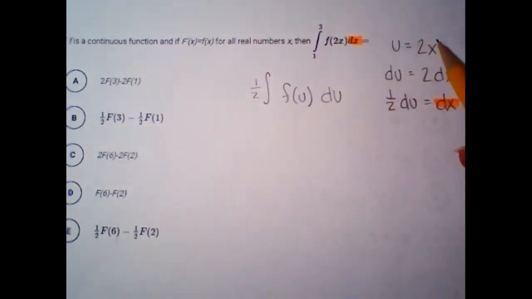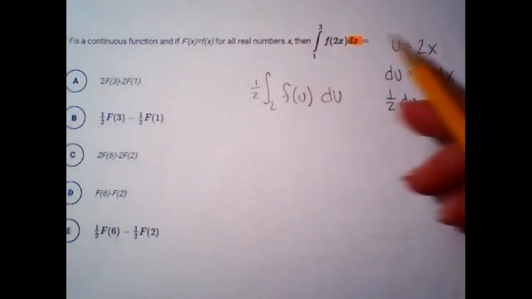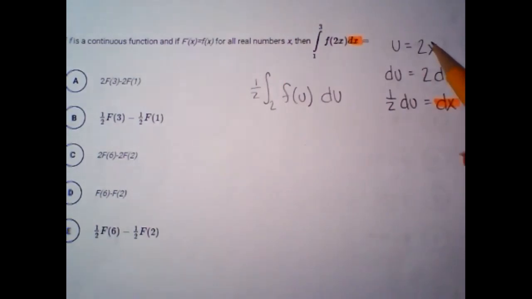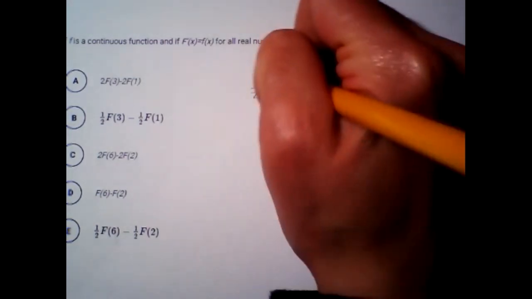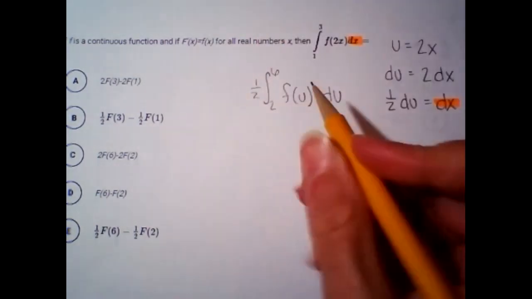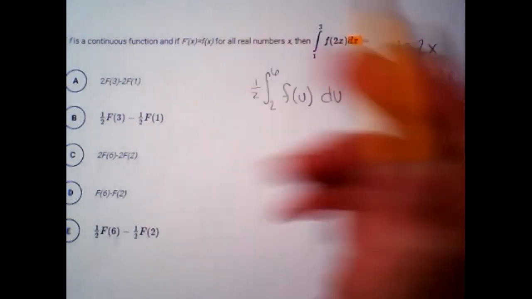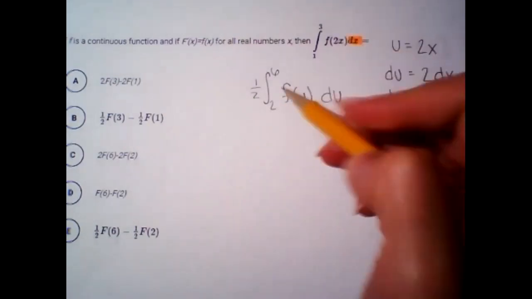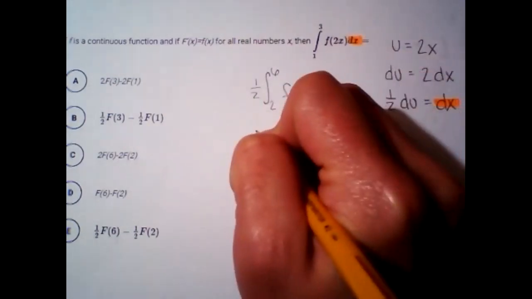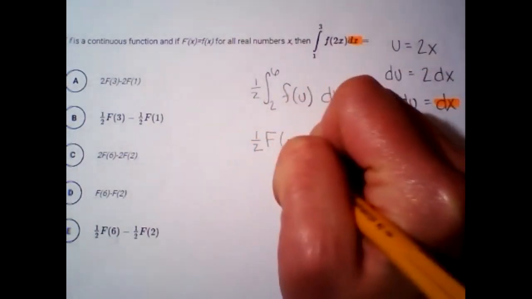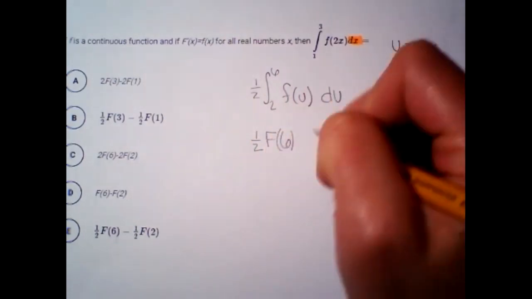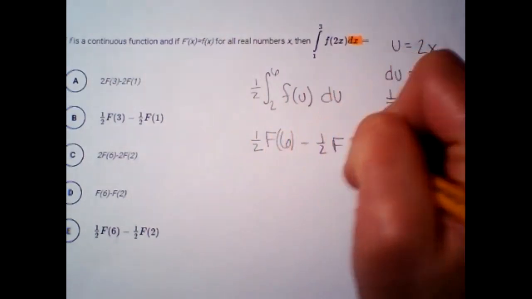So if I plug in 1 for x here, 1 times 2 is going to give me 2. And if I plug in 3, 3 times 2 is going to give me 6. So when we do this antiderivative, it's going to be the capital F of x. So upper boundary minus lower boundary, we're going to have 1/2 f of 6 minus 1/2 f of 2.